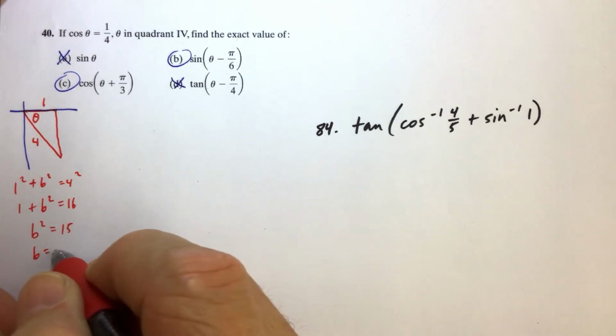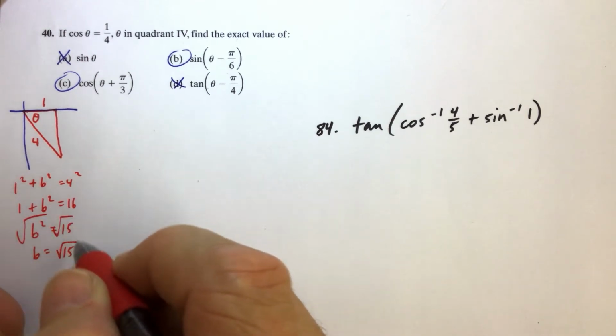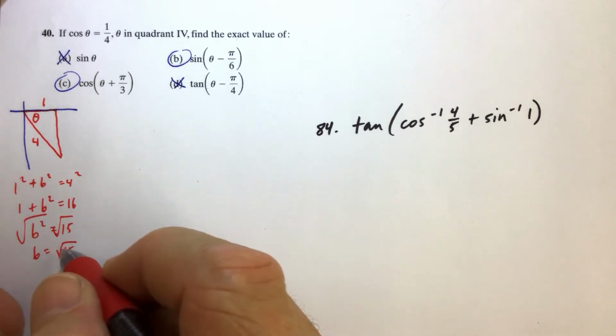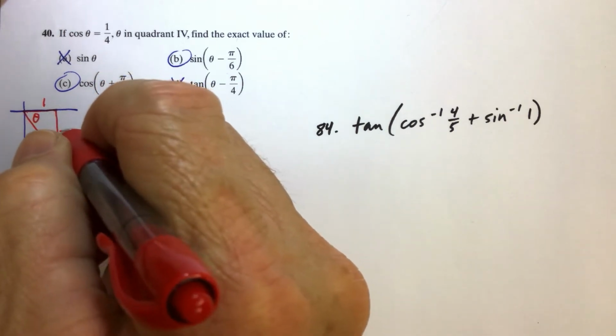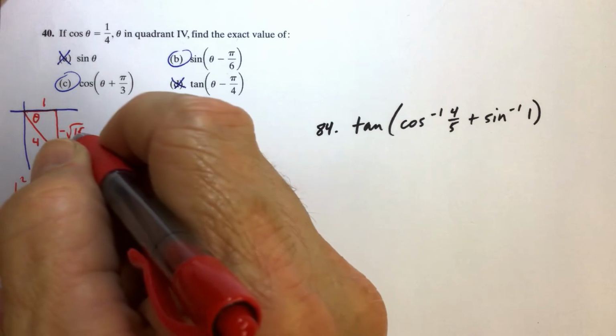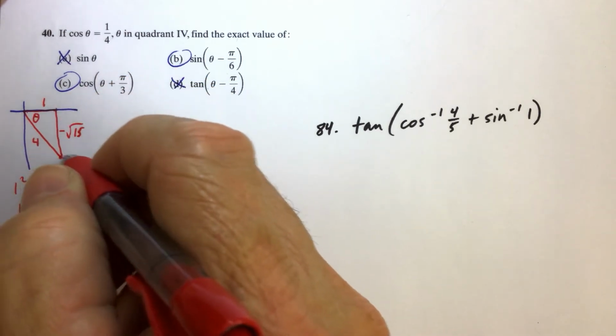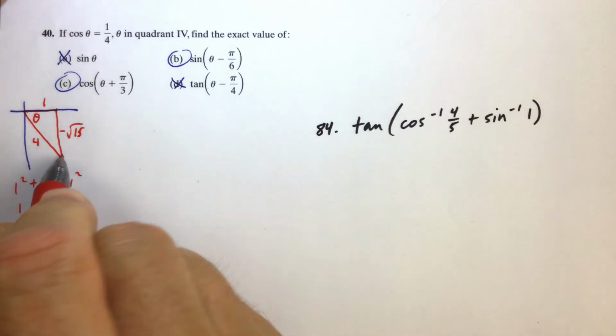And b, therefore, would have to equal the square root of 15. When we take the square root of both sides, we get b by itself equals the square root of 15. But we are going to write that down as a negative number, indicating that 1 comma negative radical 15 would be the coordinates of that point right there.